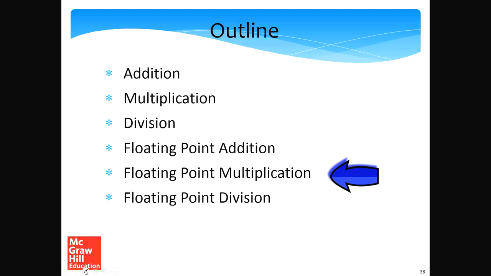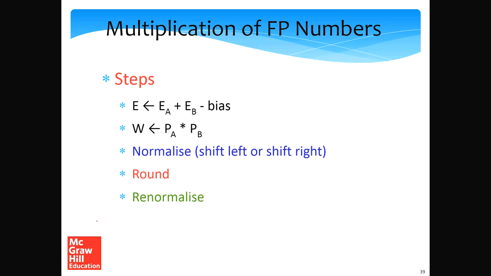Let's now take a look at floating point multiplication and division. Floating point multiplication is along the same lines as floating point addition and subtraction, with a little bit of a difference, nothing much. But floating point division is different. So let's first take a look at floating point multiplication, which is easy.